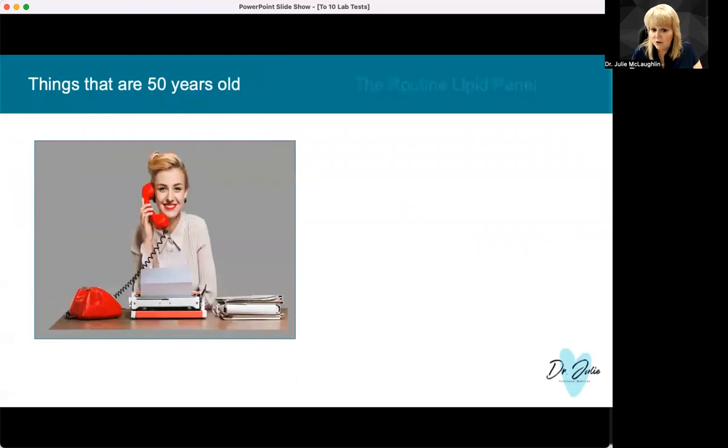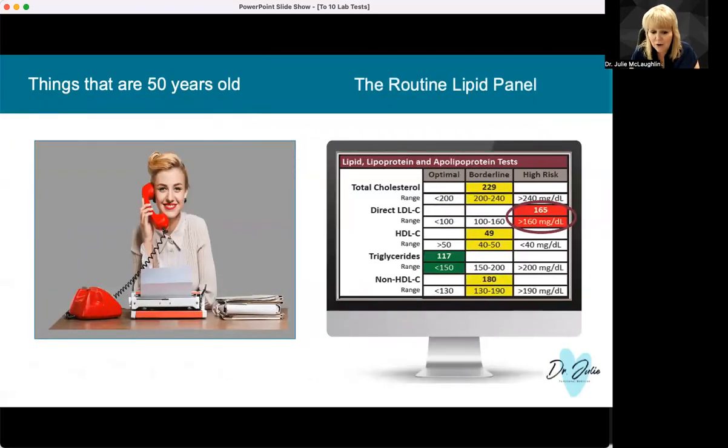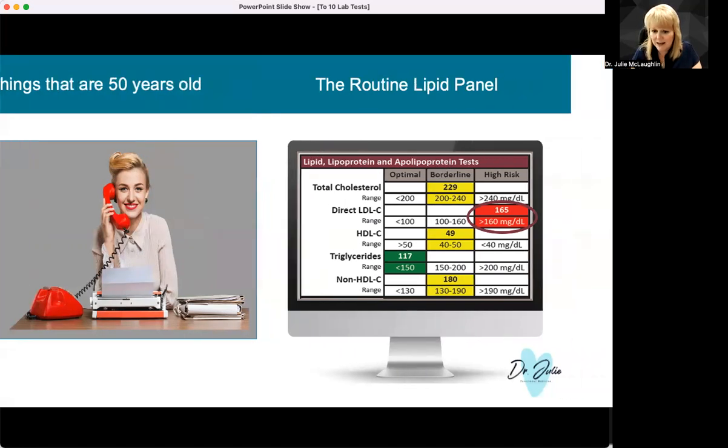Things that are 50 years old: none of us are talking on phones with cords plugged into the wall anymore, right? That's a long time ago, and a routine lipid panel is 50 years old. Next time we're going to talk about what we can do by combining this panel, which is very useful, with the advanced testing.